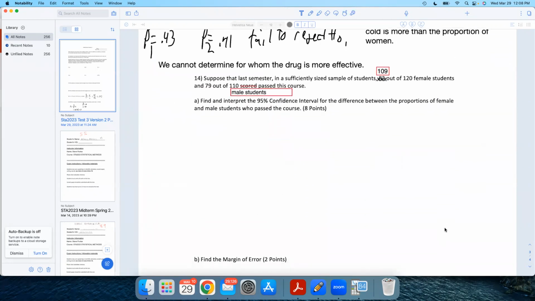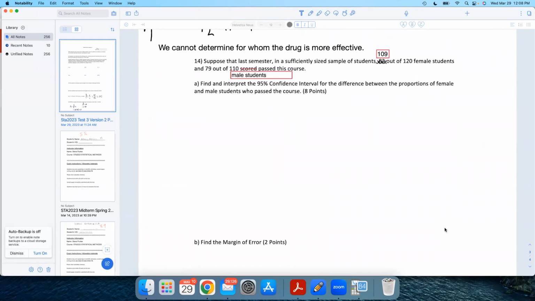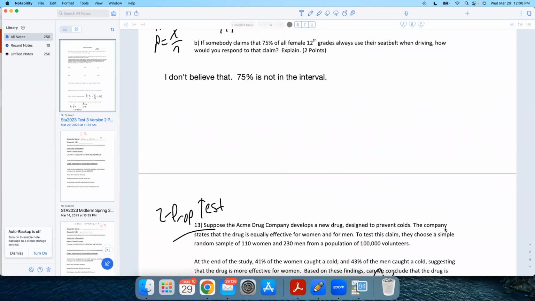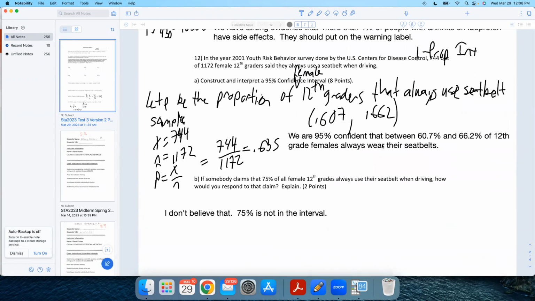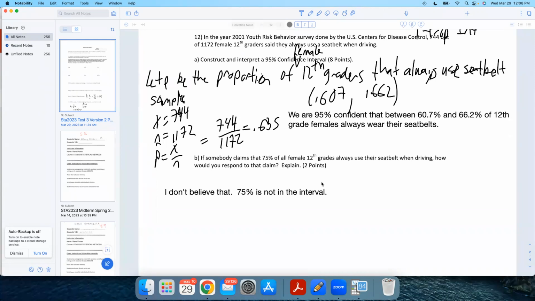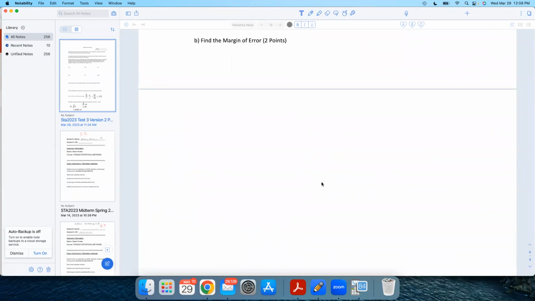Okay, one more. Did I not ask for the margin of error on this one? So here, I didn't even ask for it, but remember the shortcut for margin of error: high minus low over 2. There are long ways to get the margin of error, but the shortcut is high minus low over 2. Down here, I do ask for it, so we'll actually do it.